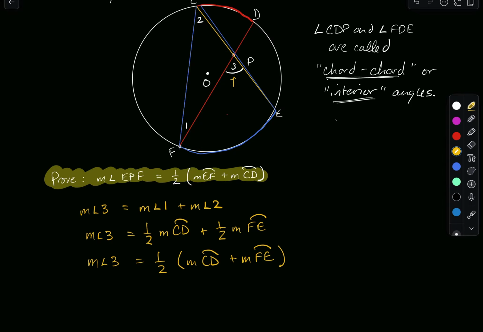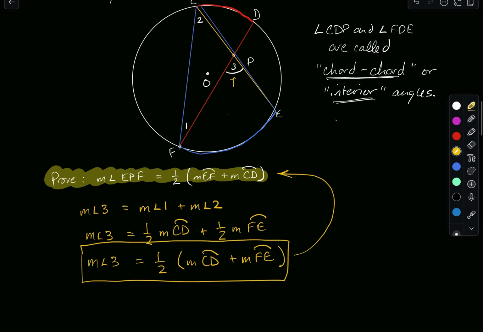Hey, look, it's what I was trying to prove. I got the letters in a different order, but that doesn't matter. The measure of angle 3 is half the sum of those two arcs. That proof was pretty straightforward. The hard part of that proof is knowing to draw that line. But everything else from there, if you know what you're looking for, is pretty straightforward.